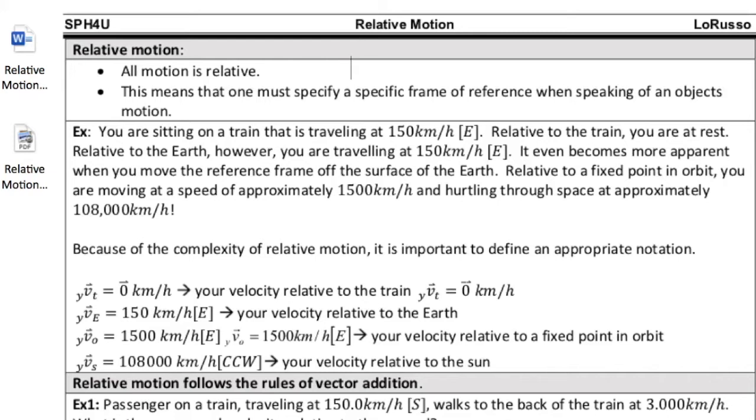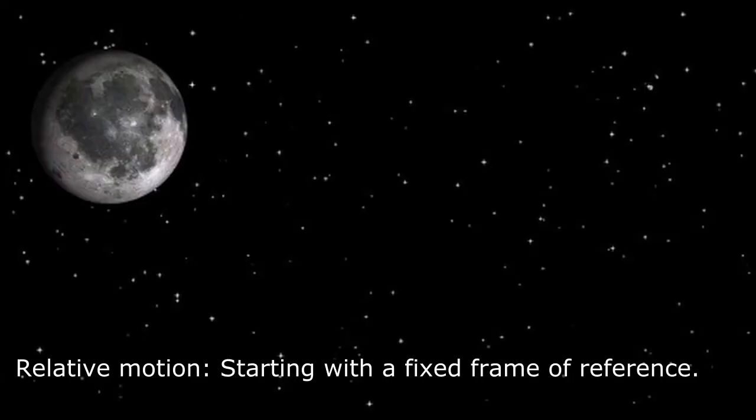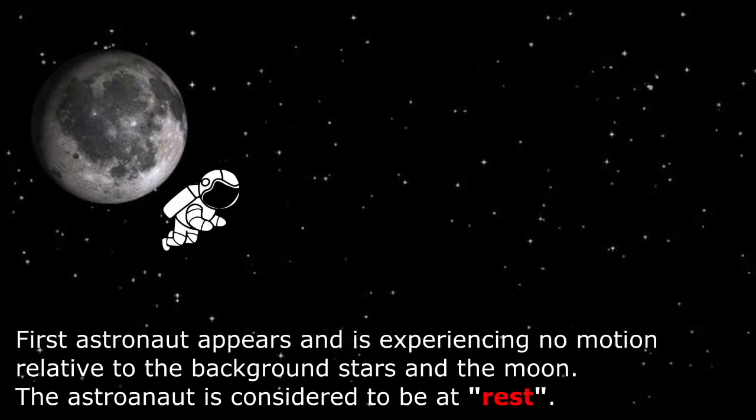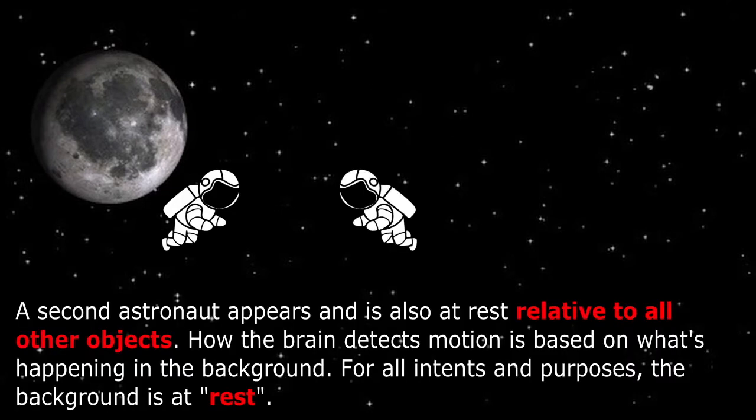Here's a short little demonstration and animation that I made to sort of introduce the idea. The concept of relative motion means that all motion is measured with respect to something else. In this case, we have a fixed background of the moon and stars. Now I have introduced the first astronaut, which is also at rest with respect to the moon and the background stars. Now a second astronaut appears, also at rest to the background stars, the first astronaut, and the moon.